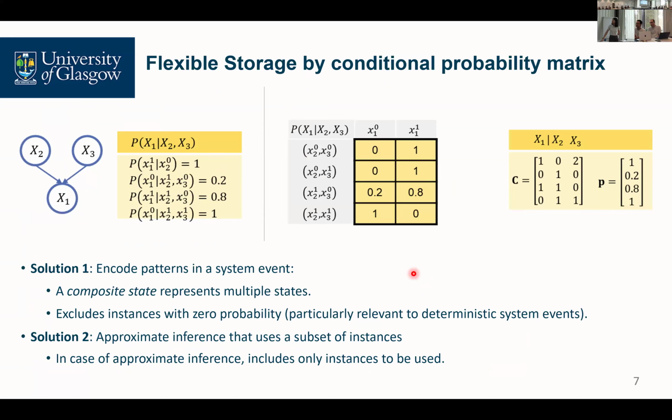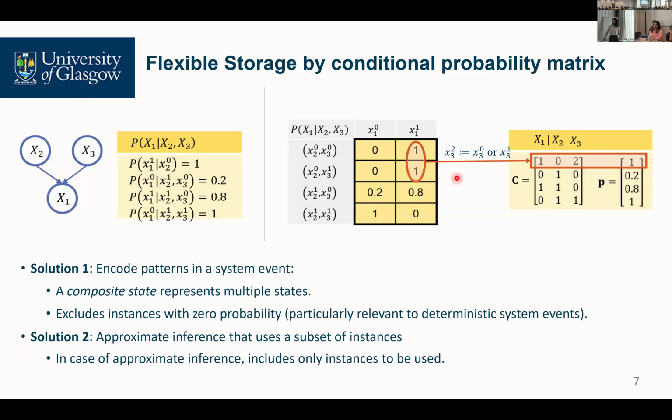So to explain how we can achieve that flexible storage with this data structure, first, we introduce a new state called the composite state that can represent multiple states at once, so that we can encode the patterns in a system event. For instance, in this case, we see this relationship where if x2 takes a value of 0, then regardless of the state of the other component, x1 takes a value of 1 with probability 1.